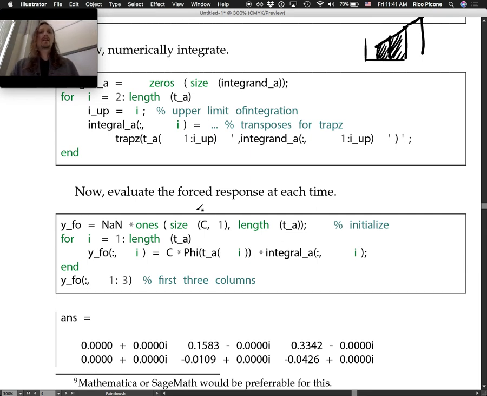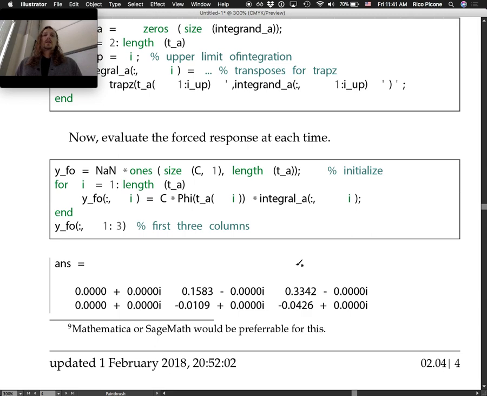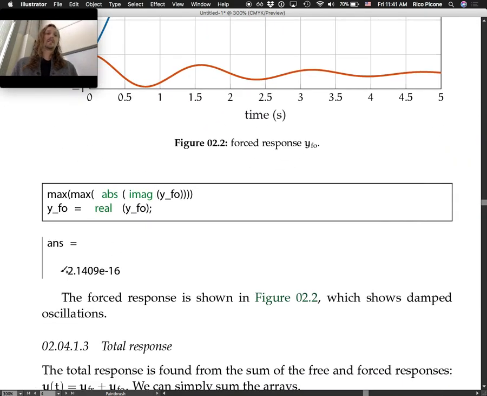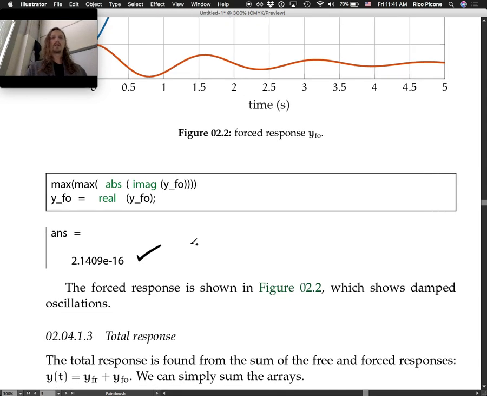So now, evaluate the force response at each time. I've computed this integral, right? The integral at each value of time. So now I need to do, just like I did for the free response, compute C times phi times the integral now instead of the initial condition. And I print out the first 3 columns. Once again, it's looking like we have just real parts, but we should check. And once again, the imaginary parts are super tiny, so we don't need to worry about them. We can just get rid of them by taking the real part.